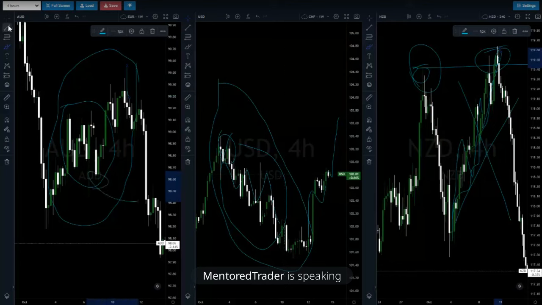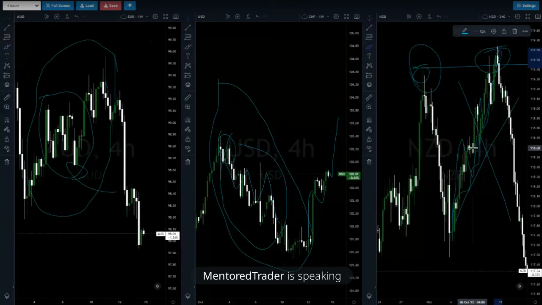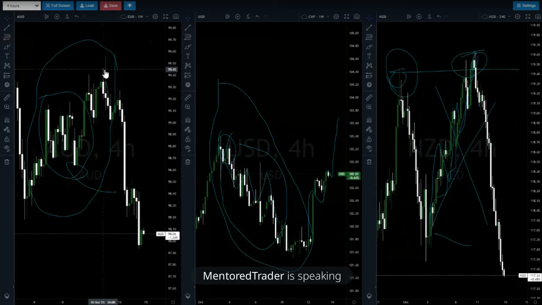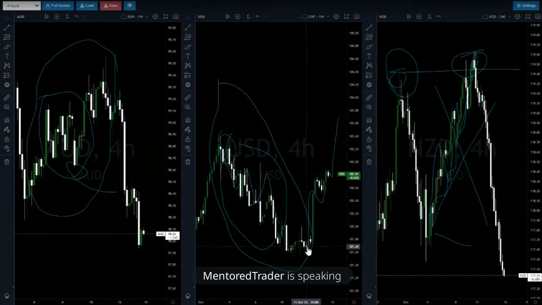AUD NZD rather. Look at what the New Zealand dollar is doing and look at what the Australian dollar is doing. So why would you want to buy the weak and buy the weak? Buy the strong and sell the weak. So when you buy from here, you are actually 200 pips in profits, and you don't care about closing the position. You're still holding and holding because you're sure of the direction of the market.